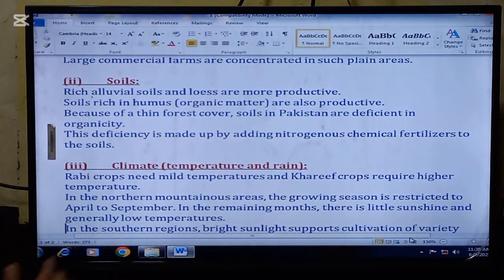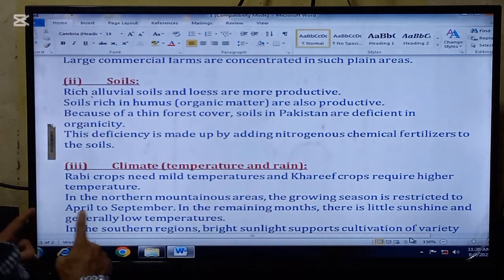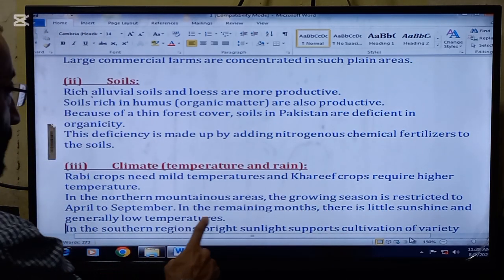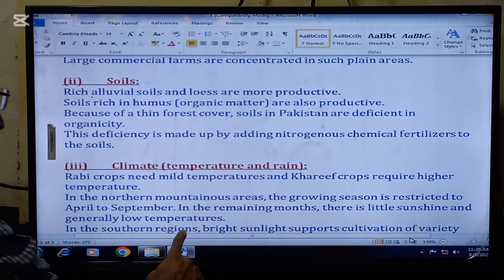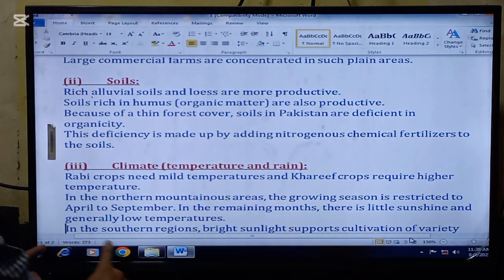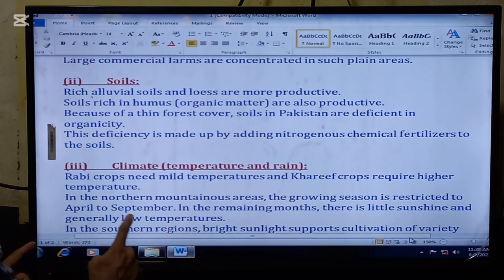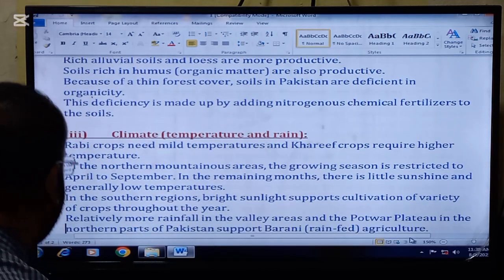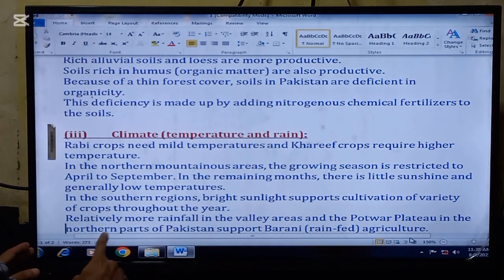The next factor is climate, that is temperature and rain. Rabi crops need mild temperatures and kharif crops require higher temperatures. In the northern mountainous areas, the growing season is restricted to April to September. In the remaining months, there is little sunshine and generally low temperature. That's why many of the crops grow in the northern mountainous areas in April to September, because in this period the temperature is mild.